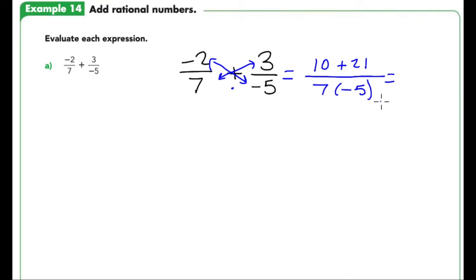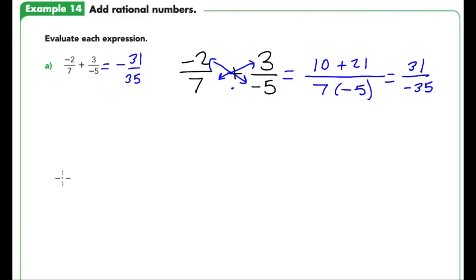If we were to simplify this fraction now, we would add the top together. 10 and 21 gives us 31. And 7 times -5 gives us -35. So we have one positive and one negative, which means this is a negative fraction. So the answer to -2 over 7 plus 3 over -5 would be -31/35.